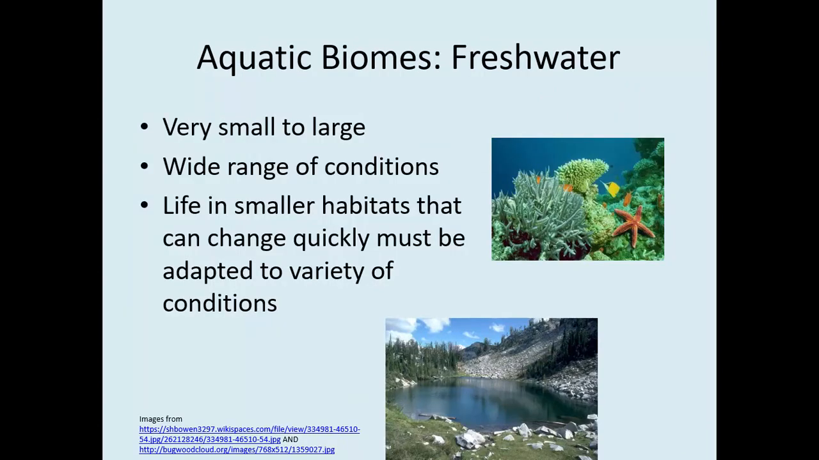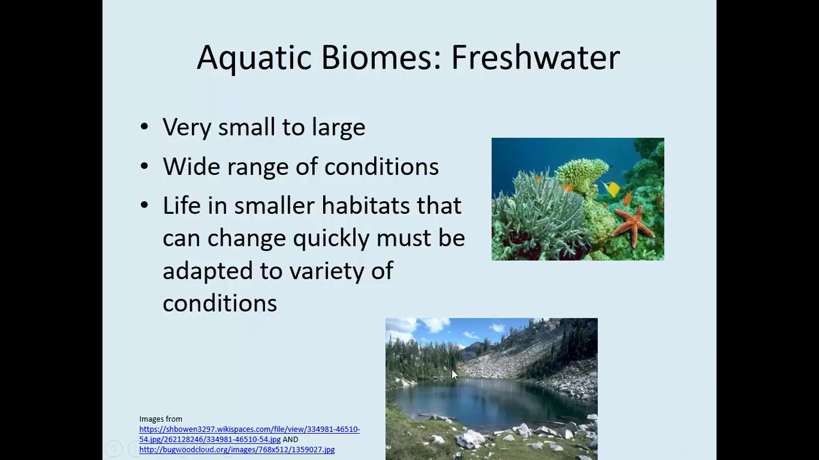When we talk about freshwater biomes, that's a huge range because some freshwater biomes are very small, so you can think of a very small lake in the middle of a subdivision all the way up to the Great Lakes, very large, which would be a very large biome. There's a wide range of conditions for freshwater biomes depending on what latitude you're at. Are you in the Arctic? Are you in the tropics? What kind of temperature ranges does that biome experience?